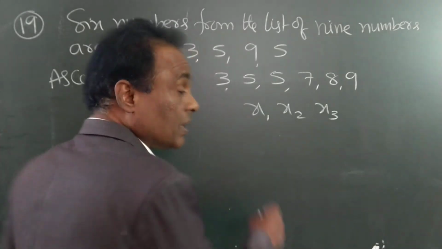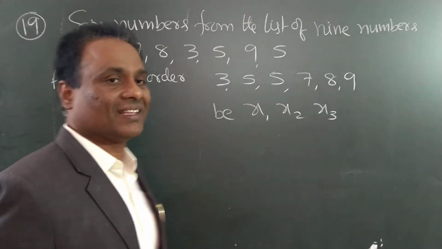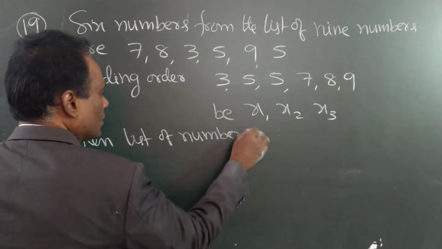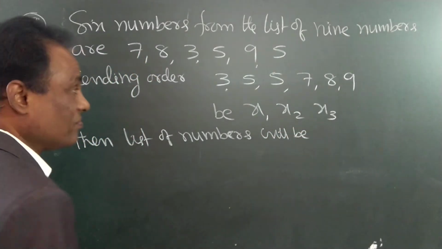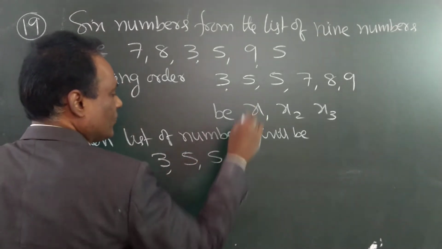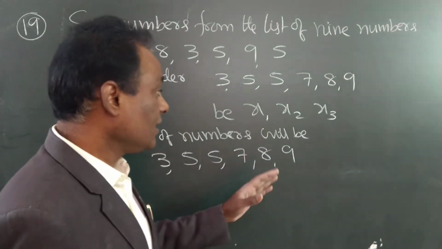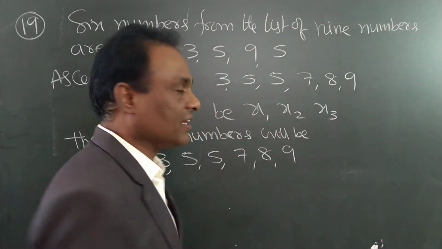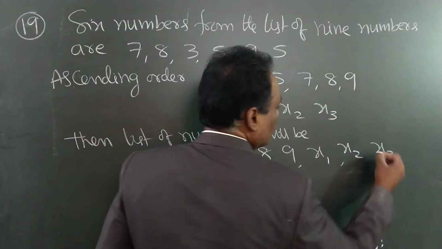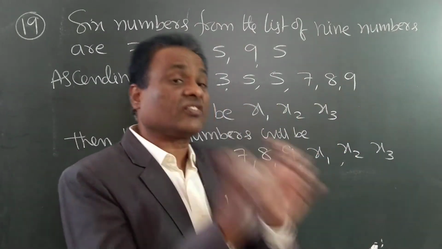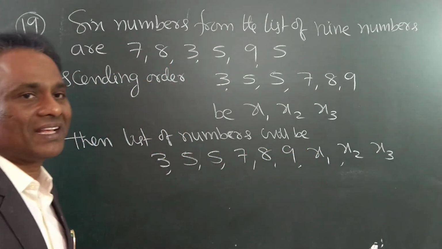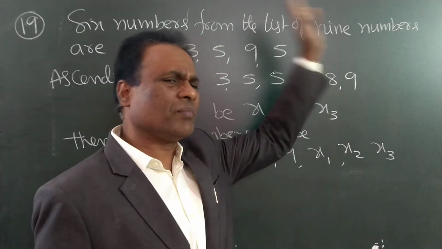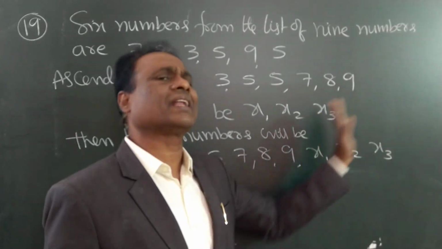For example, let the numbers be x1, x2, x3. Then the list of numbers will be: first number 3, second number 5, next number 5, next 7, 8, 9, total 9 numbers, 6 are given, 3 are not given. Let us assume that the remaining 3 are greater than 9. So let it be x1, next x2, next x3. So I am assuming this because largest median we have to find. If you take the other side, we will get a smaller median. 5 we got, no? But largest is asked. Largest means let us take the larger numbers, more than 9, any number, maybe 1000, 2000, 3000 also, greater than 9.